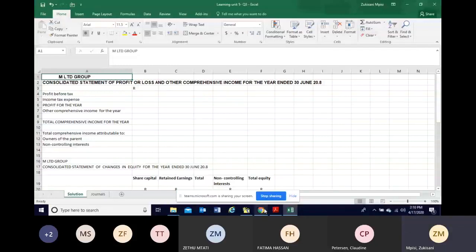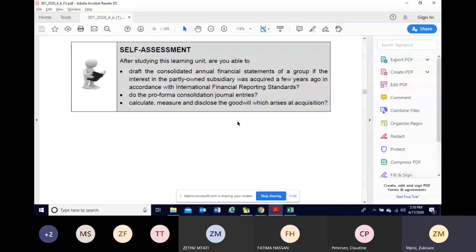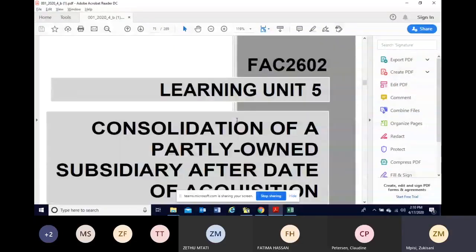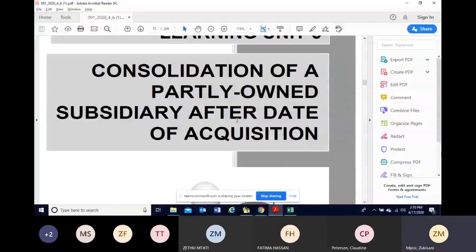So what we'll be covering today, of course, is question 3, as I've said. Basically, this learning unit is a consolidation of a partly owned subsidiary after the date of an acquisition. As you guys know, there is a parent, which in this course is called an acquirer. They acquire an interest in another company. And in this case, we are saying partly owned. In other words, you are not wholly owning the subsidiary.